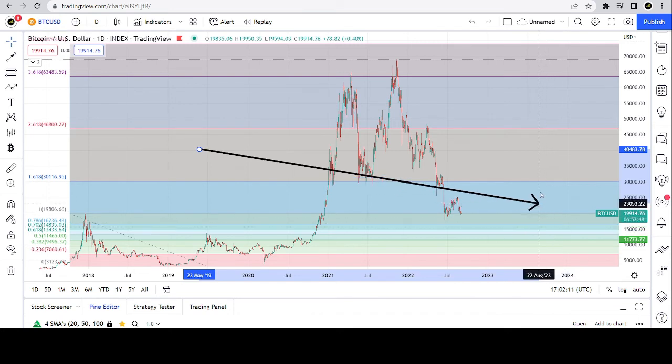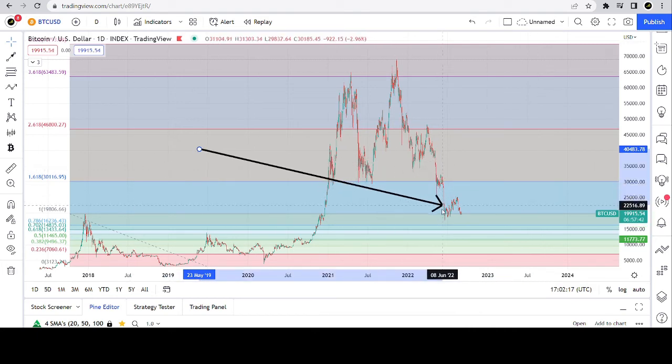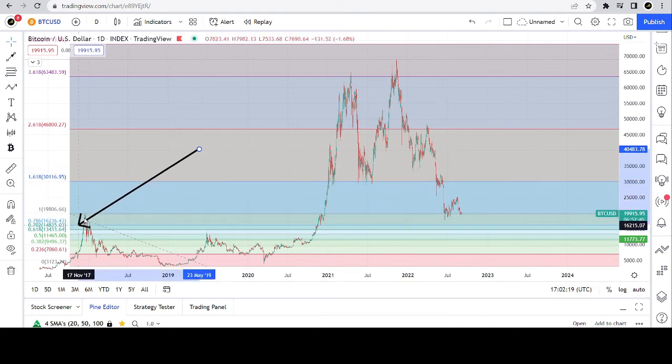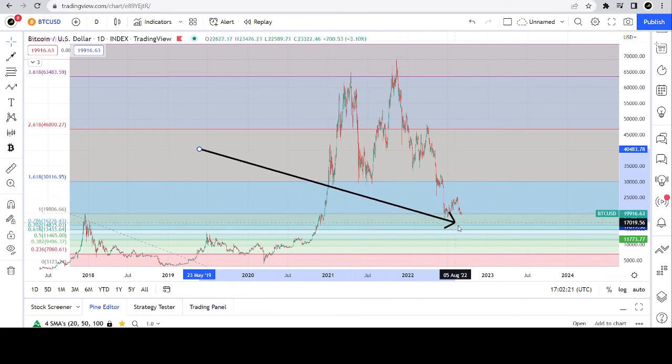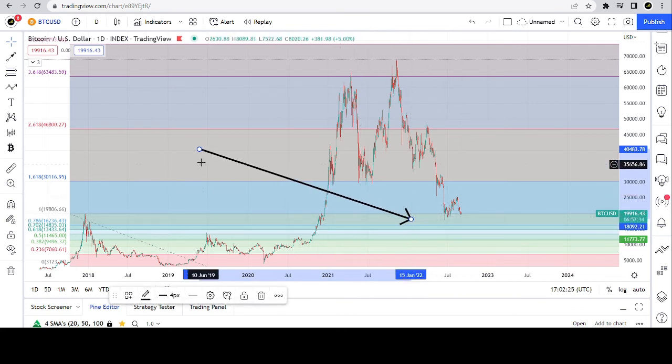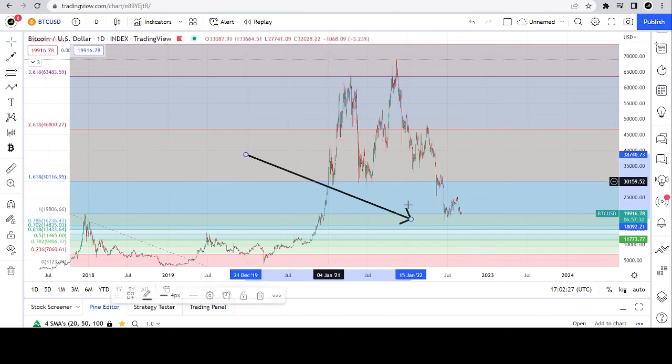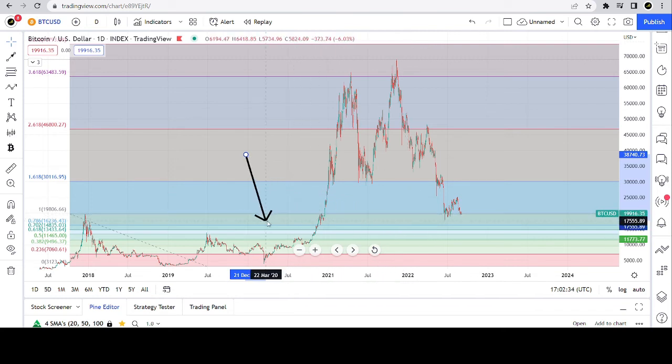Of course, it could do something very different, but historically speaking, the only time that this situation has happened where price dipped below the previous all-time high, that is what took place. So, I'm not 100% sure that this will play out, but if we go back in history, that's what history has to tell us.